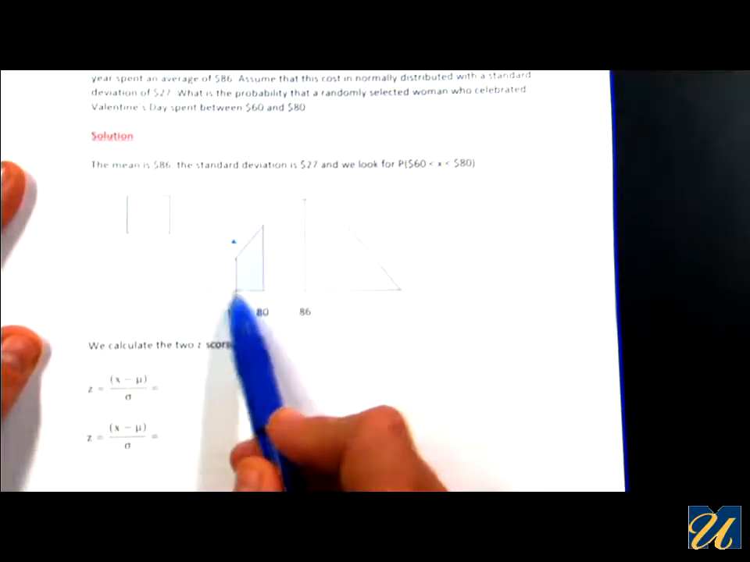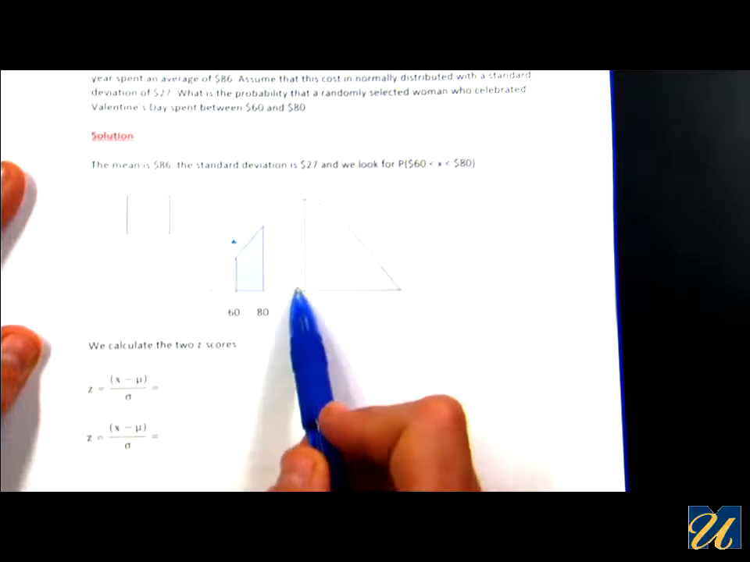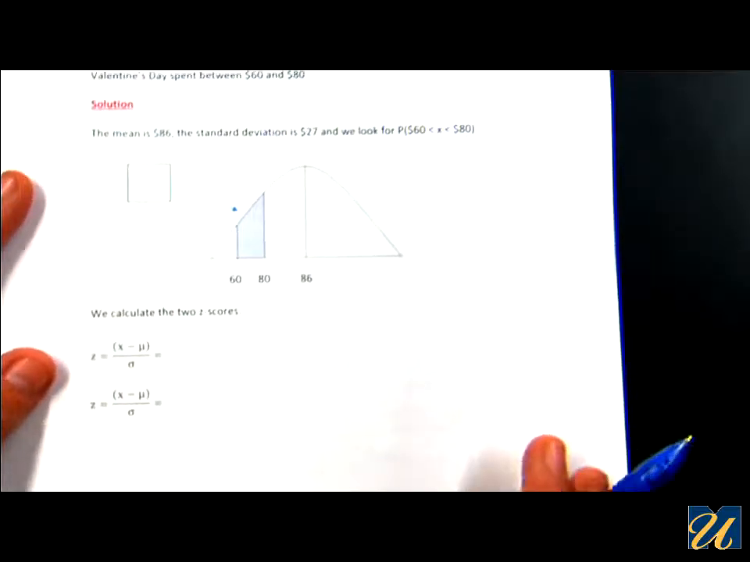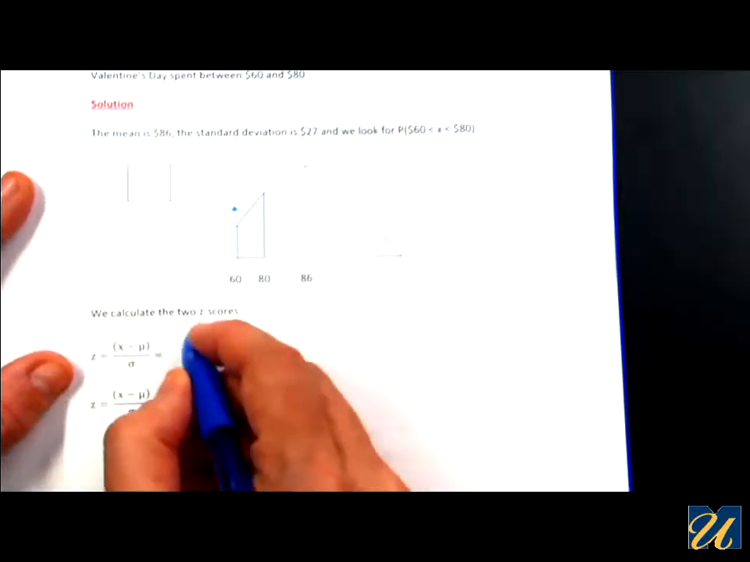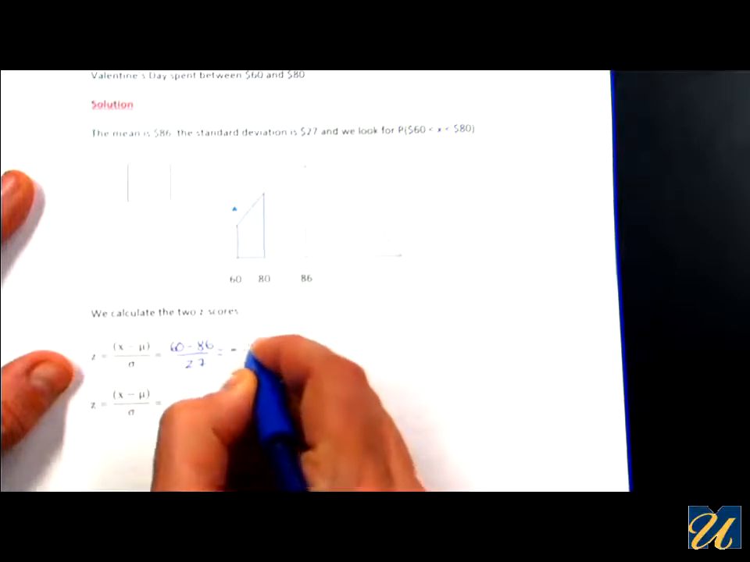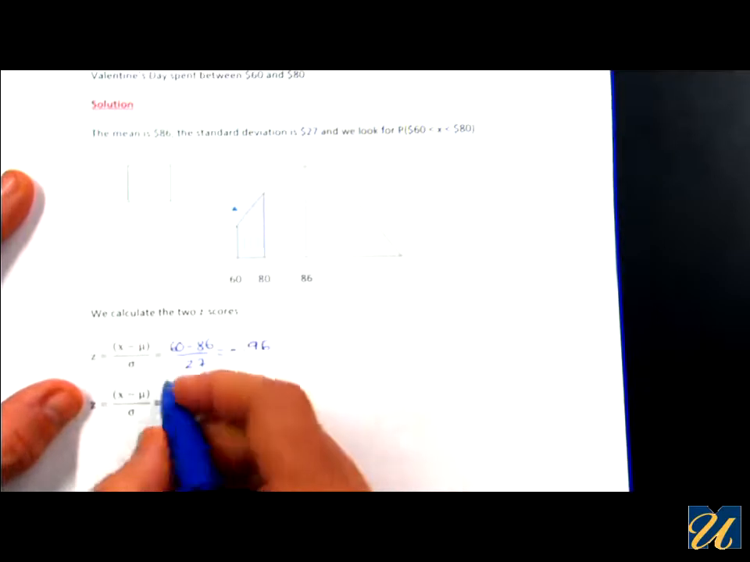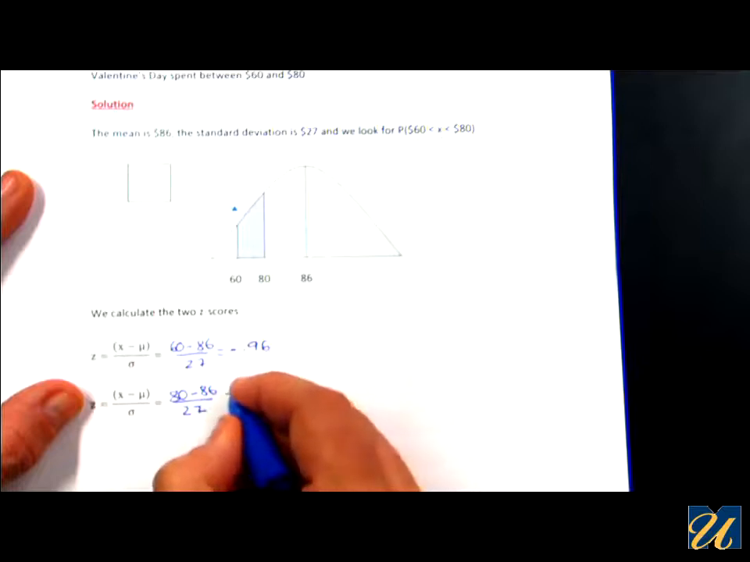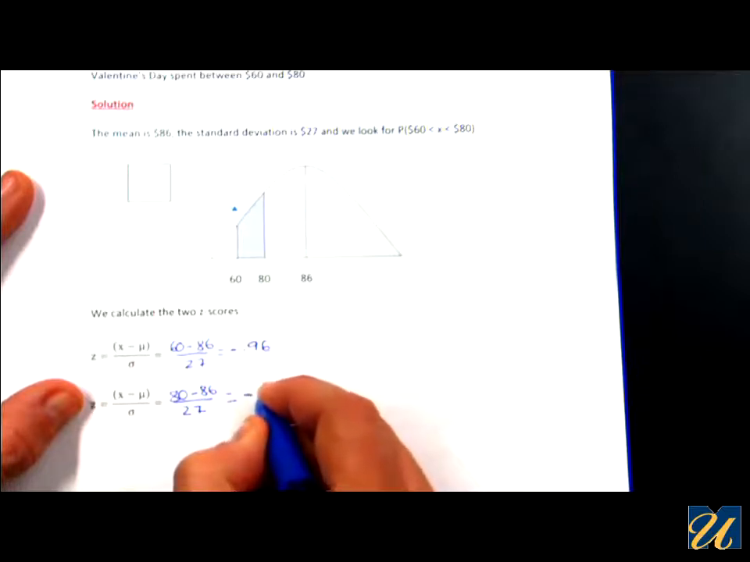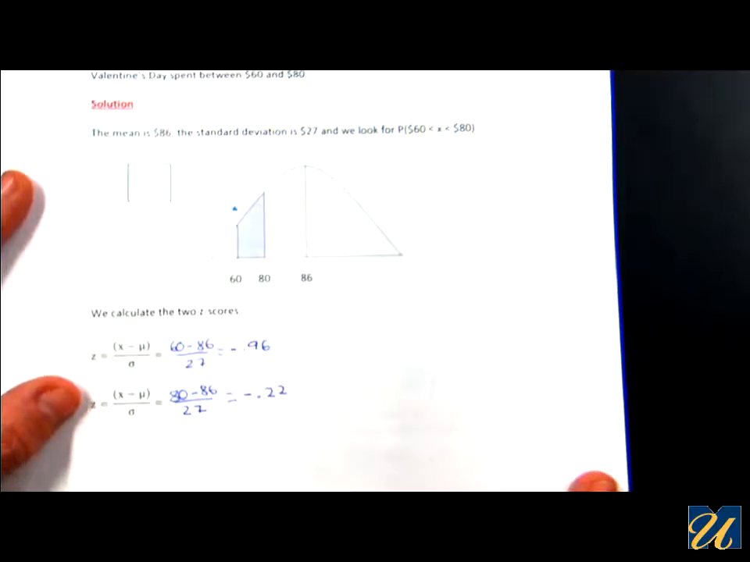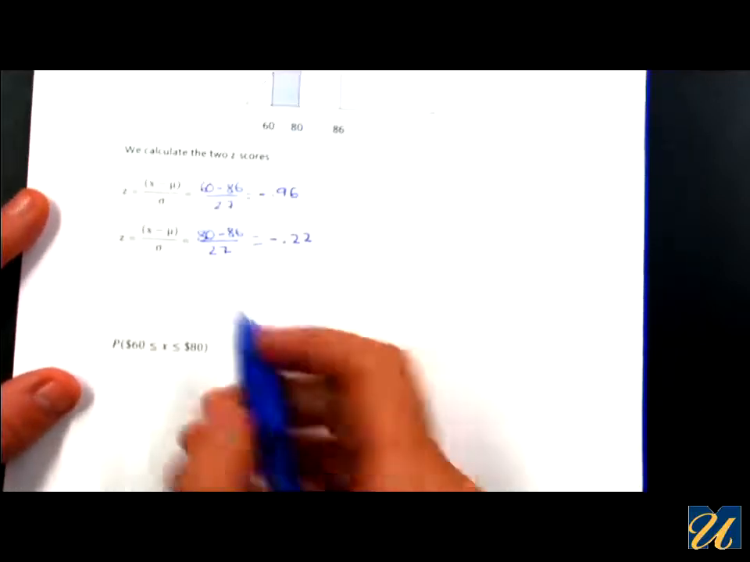Keep in mind, when you're looking for an area between two values where the mean is outside the area you're looking for, at the end you will be subtracting the corresponding probabilities. So let's go ahead and find the z-score for 60. 60 minus 86 over 27. This is negative 0.96. The z-score for 80. 80 minus 86 over 27. This will be equal to negative 0.22. You take the absolute values of the two and you check the corresponding values from your table.